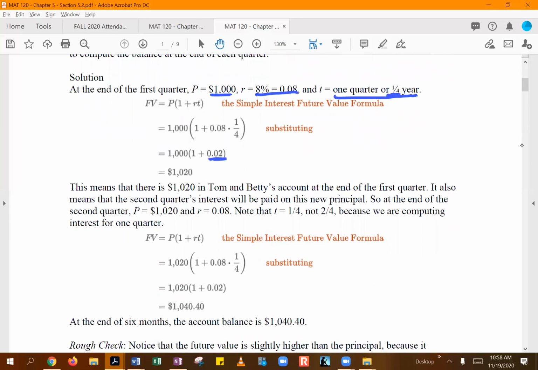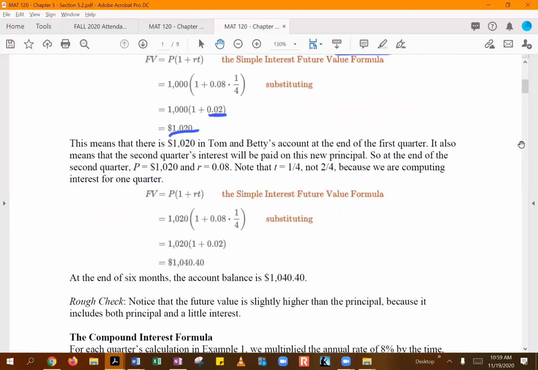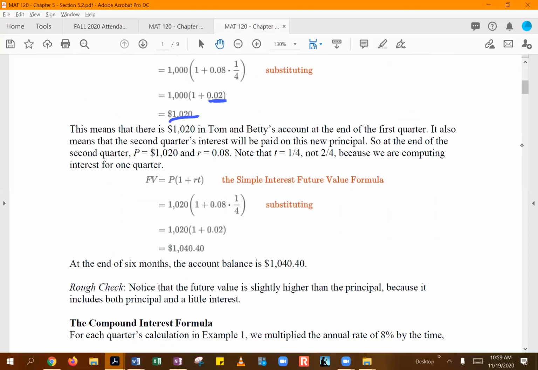And then that's being calculated on that $1,000. At the end of that first quarter, or 3 months, the balance in your account is going to be $1,020. So this was at the end of the first quarter. Now, what will happen at the end of the second quarter? Your new balance is $1,020, which is what we had from the calculation over here. So that actually becomes your principal now.